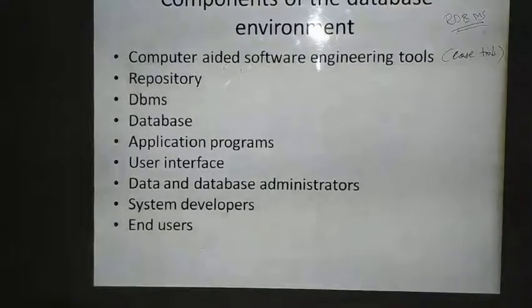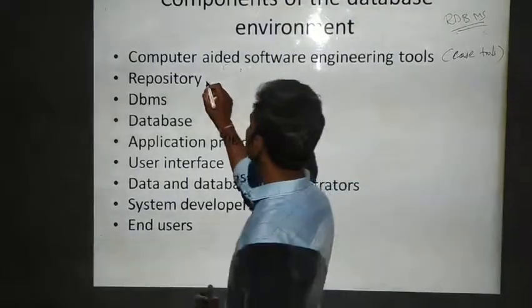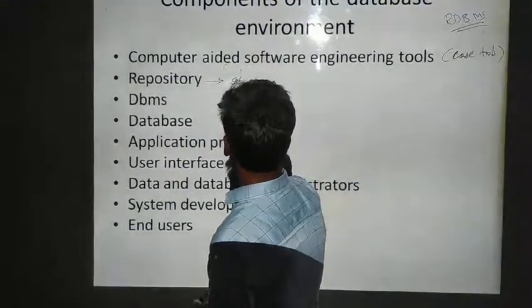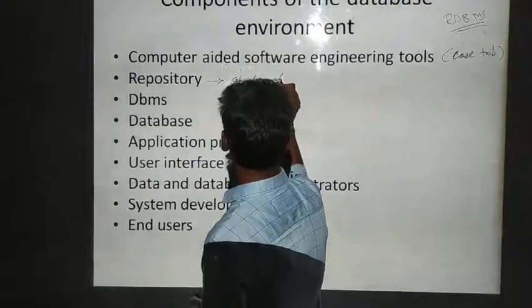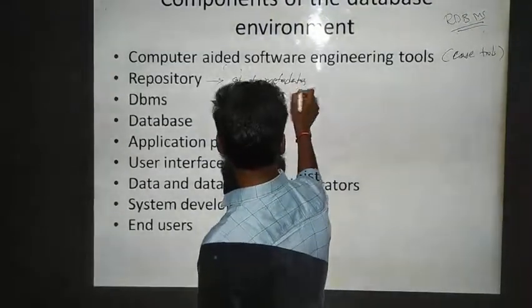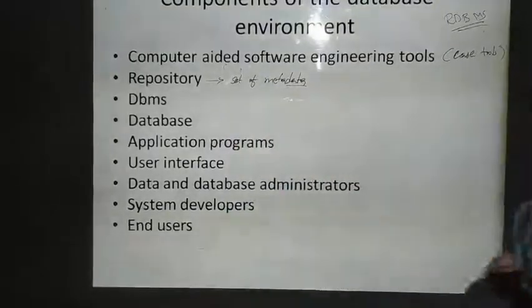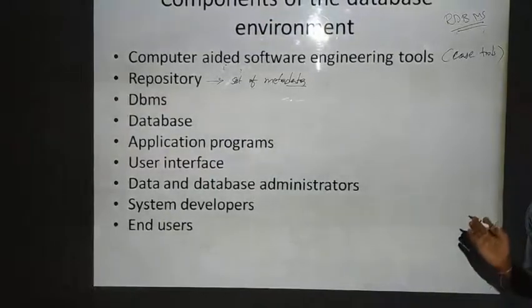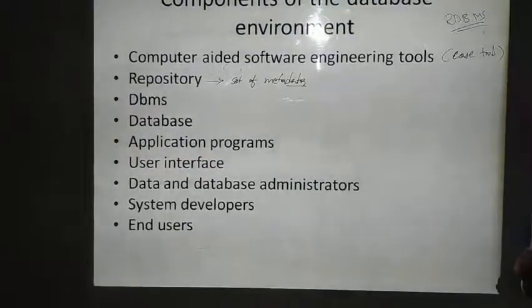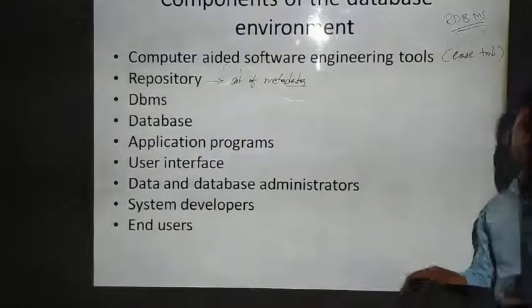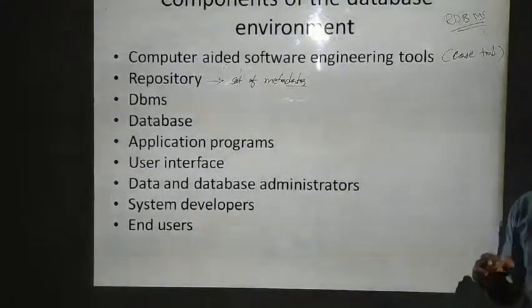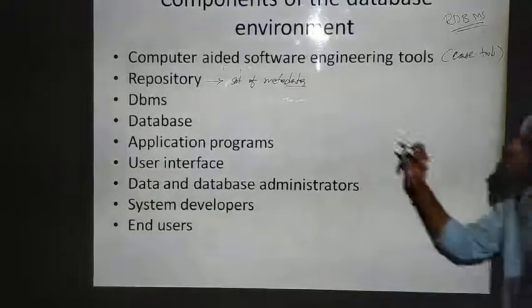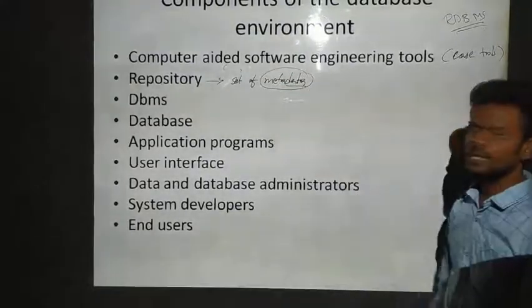The repository is another component of the database containing the extended set of metadata. Now you need to understand what metadata is. Data is a collection of raw facts, as we have said, and a database is a collection of interrelated data. Whatever interrelated data we store in the database, we also have data about the data. The data about the data is your metadata.